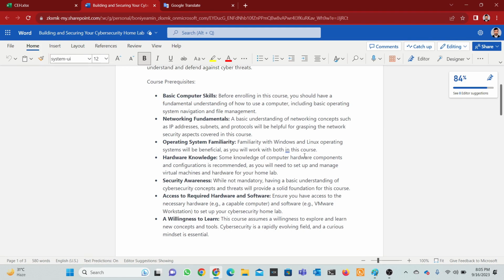Access to the required hardware and software: ensure you have access to the necessary hardware, computer, and software, VMware Workstation. I work with VMware Workstation, setting up my home lab.